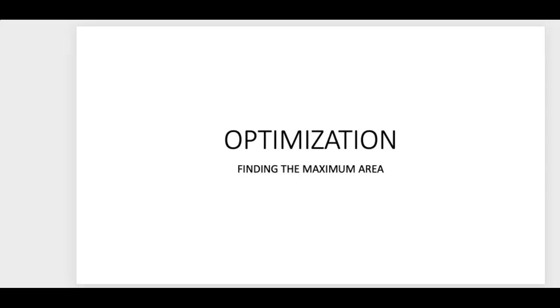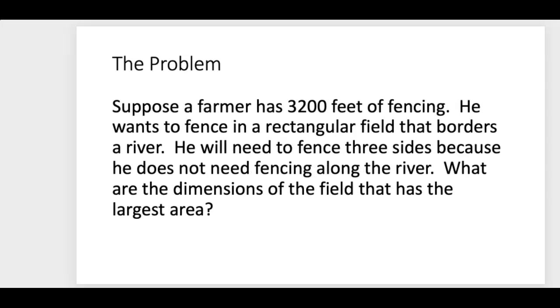The problem we are solving is, suppose a farmer has 3,200 feet of fencing. He wants to fence in a rectangular field that borders a river. He will need to fence 3 sides because he does not need fencing along the river. What are the dimensions of the field that has the largest area?